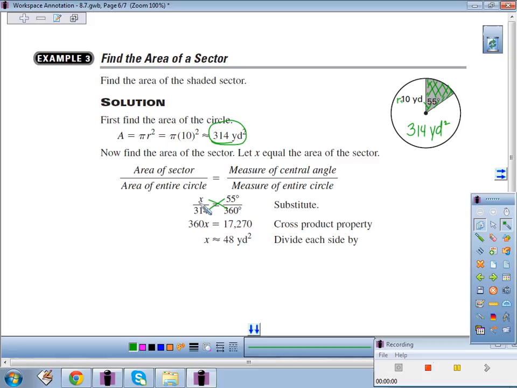So we get 360 times x equals 17,270. And when we divide by 360, we would get approximately 48 square yards for the sector. Now, the sector should be smaller than the entire circle, the entire area. So if you get a number bigger than 314, or half of 314, because this is not half, then you know you've done something incorrectly.